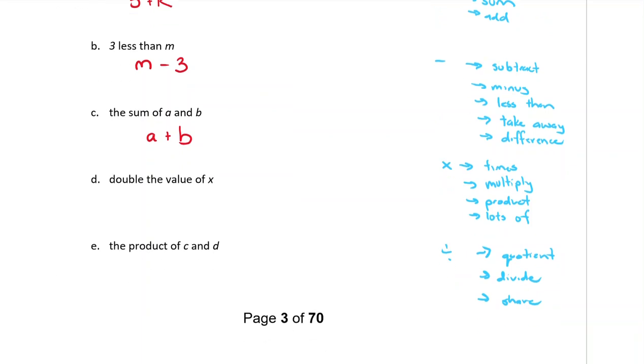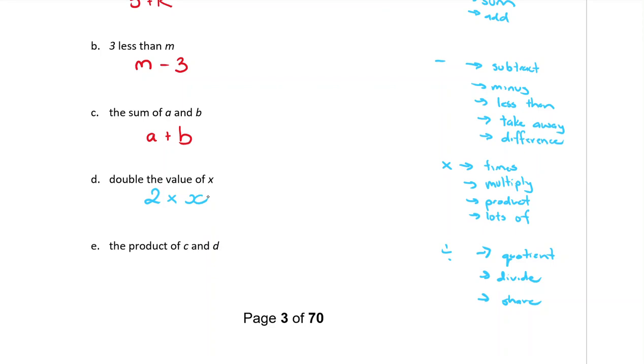Question D, double. Now that was one of the sneaky ones that I did say could kind of fit in here with the timesing, but it is timesing by a specific number. If I want to double something, it means that I'm timesing by 2. Now I'm going to do a couple of things here. I could write 2 times x.